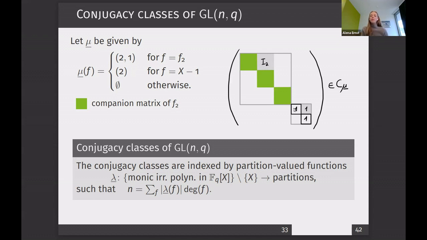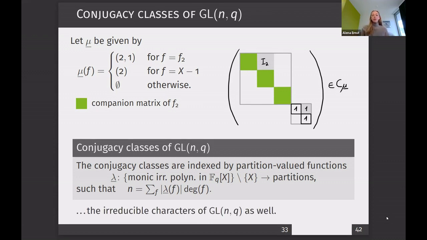And we will do the same for the polynomial x-1. So here the companion matrix is just a 1 times 1 matrix. We repeat it twice due to the partition up here. And then we add the identity matrix of appropriate size, which is just the 1 times 1 matrix. Okay. But not only the conjugacy classes are indexed this way, but the irreducible characters of the finite general linear group as well.